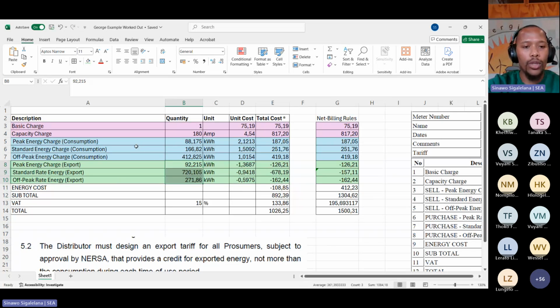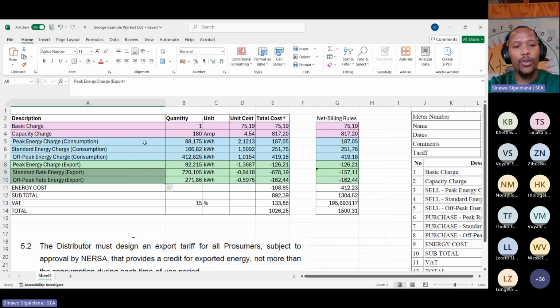But essentially, blue is consumption, green is the export. So this customer consumes 88 and exports 92. Consumes 166 at this time, exports 720. Consumes 412, exports 271. So what I was saying, the rules, what they are saying here in this screenshot of mine is that if I consume 88 and I export 92, my export credit cannot be for the entire 92. It must be limited to my consumption at this time.